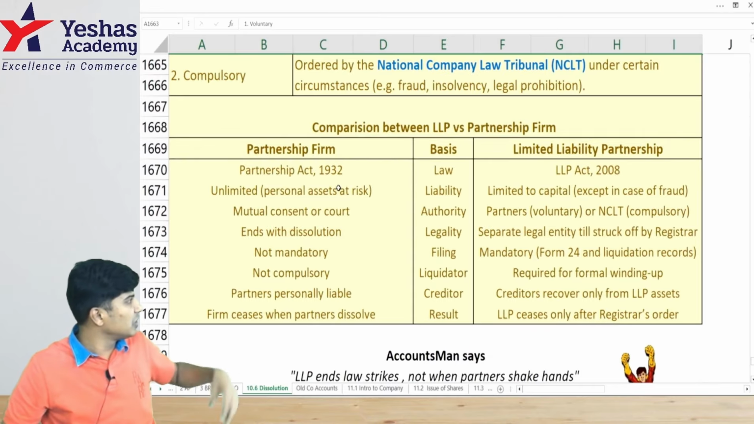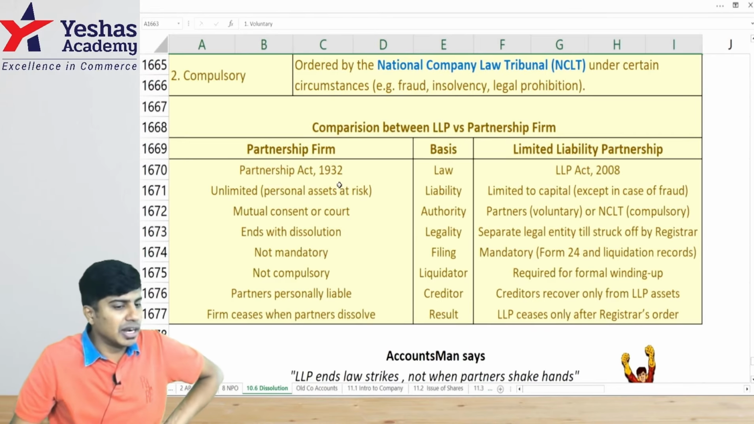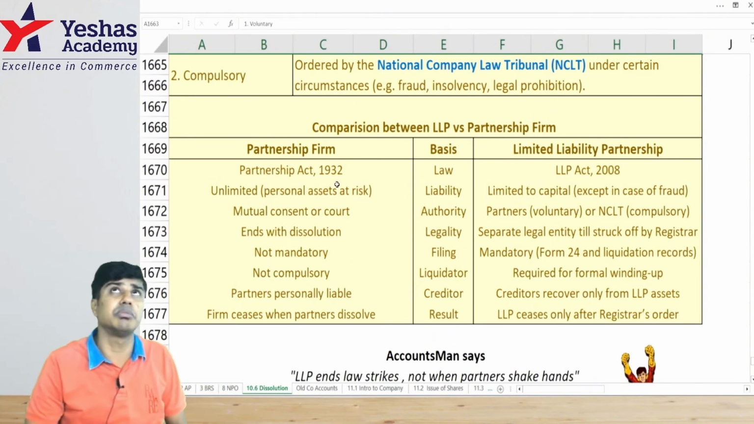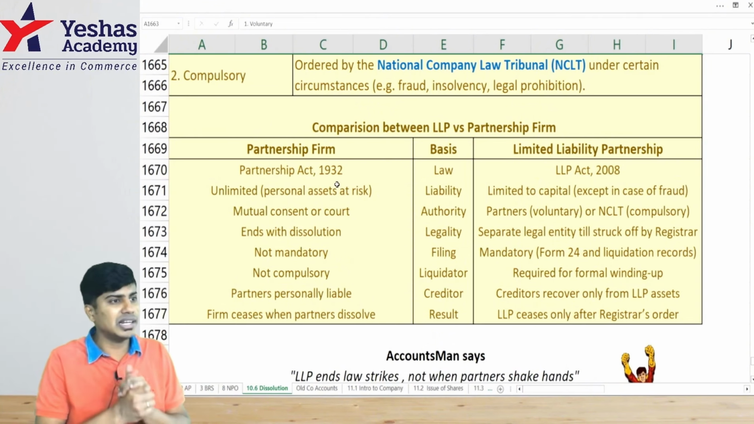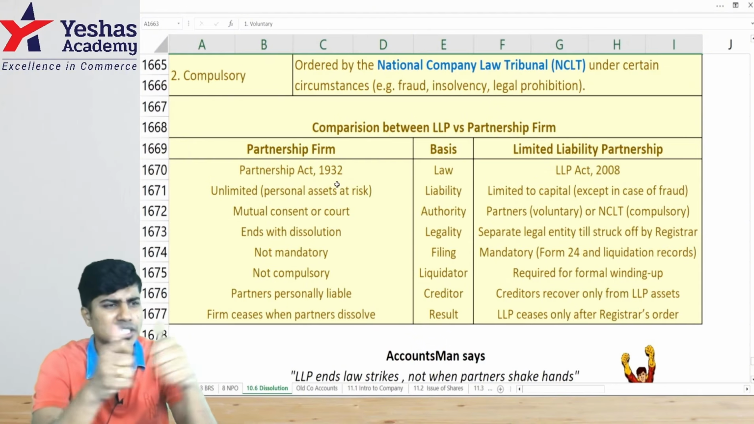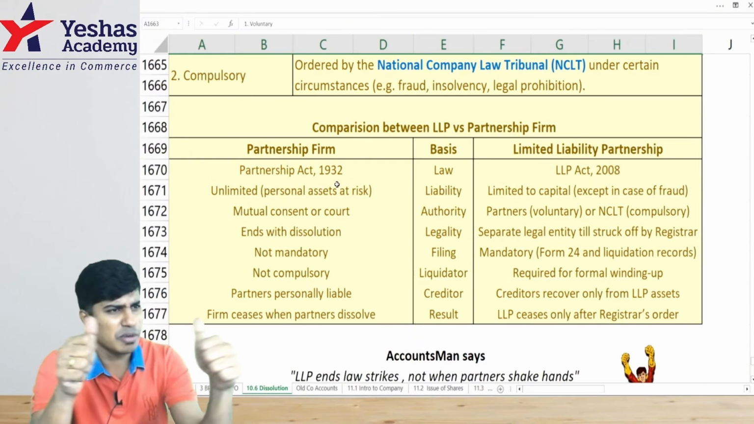I have given the difference between a firm and an LLP and how the dissolution will be slightly different. There's one question on this in the ICAI study material, question number 9 if I am not wrong. Please do that, and I hope you people will be really comfortable and ready to ace questions in the exam on dissolution of partnership.